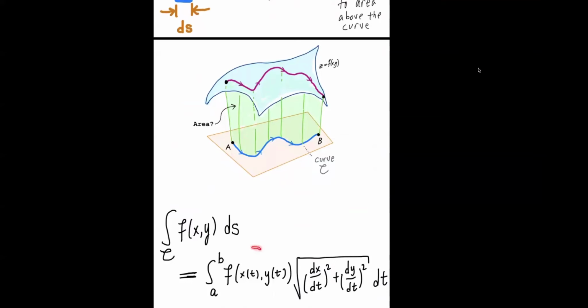Now once we have an integral in this form, this is just an ordinary integral in the sense of Calc 1. You can integrate it by hand, or you can plug it into a computer. This type of integral is just a standard integral. And so we've reduced this abstract kind of integral to something that can be computed. And this integral represents the area of this green curtain.